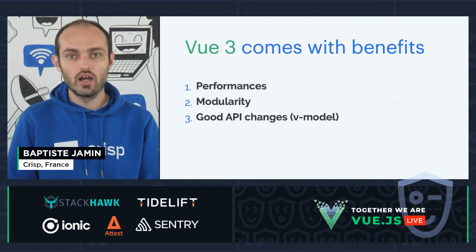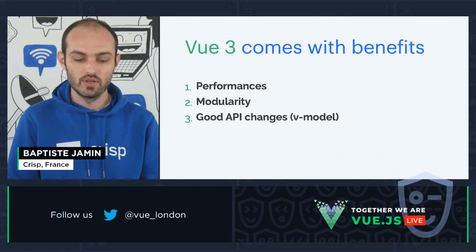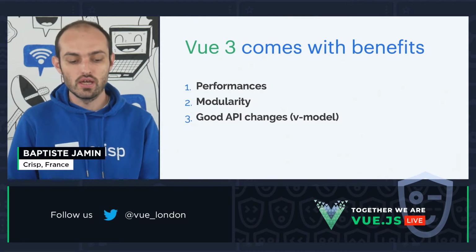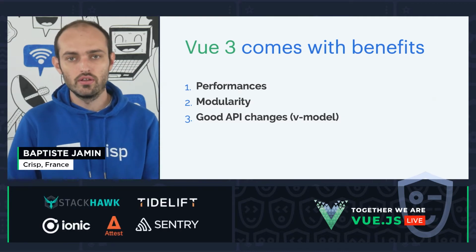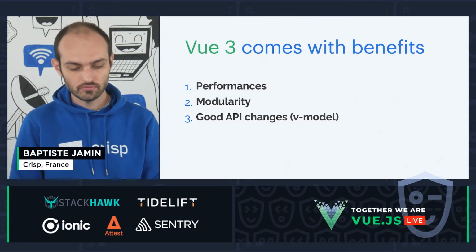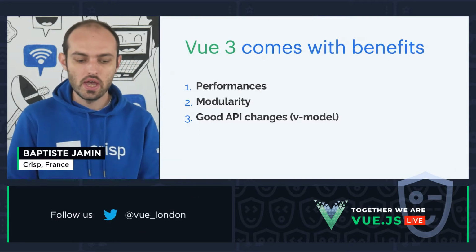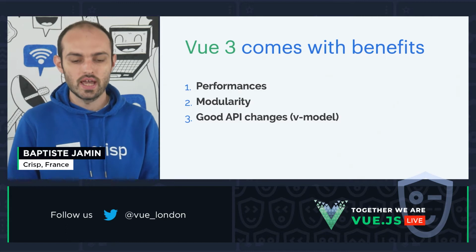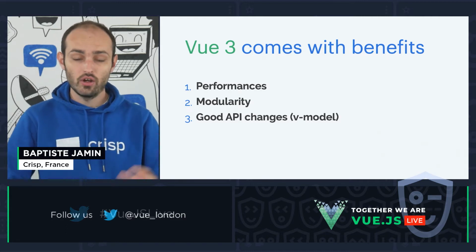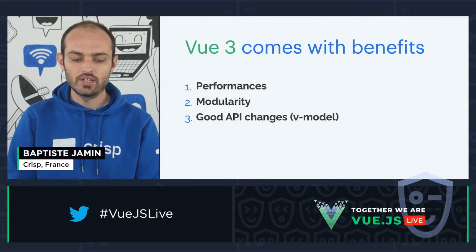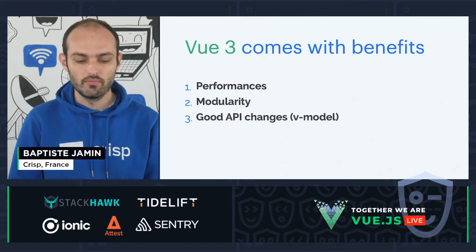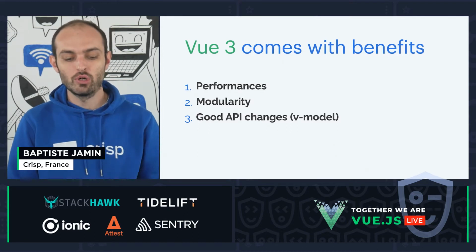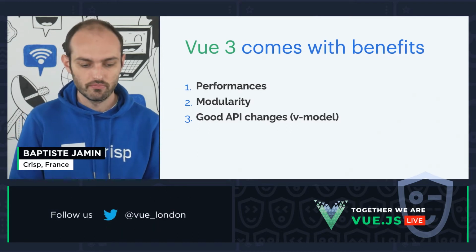But Vue 3 comes with many different improvements. The first is performance. Vue 3 comes with many improvements in terms of performance thanks to the new reactivity system. Also, Vue 3 is more modular thanks to the Composition API. And there are many good API changes, one of them being the new v-model system, allowing you to have two v-models for the same component.